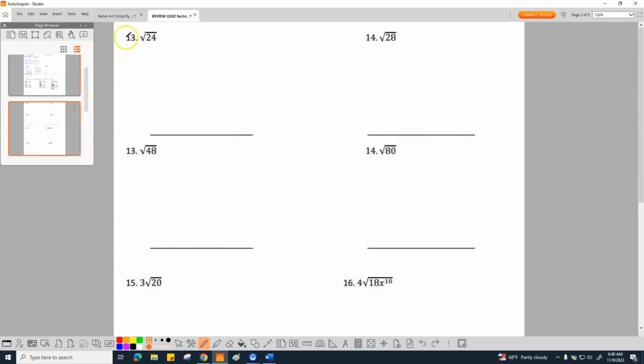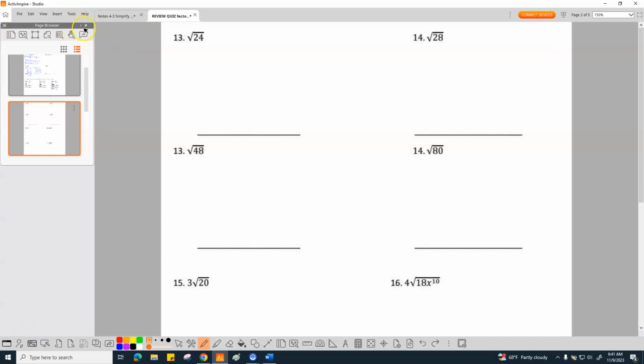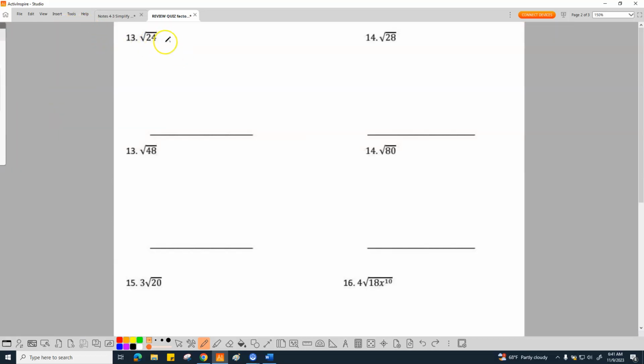All right, number 13. Let's see what I got here. It wants me to simplify this as best as possible. So when I ask myself, how do I break this down? I'm going to break it down by dividing this out until I find good numbers that go into it that are perfect squares. So what do I mean by that?